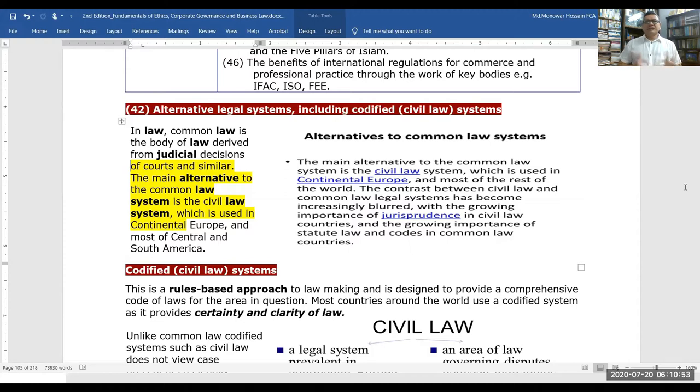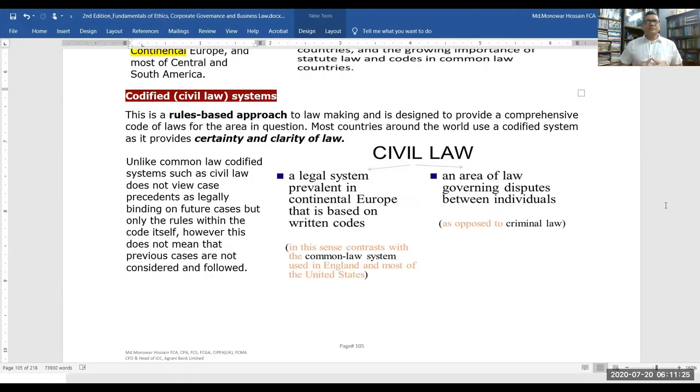The distinction between civil law and common law legal systems has become increasingly blurred, with the growing importance of jurisprudence in civil law countries and the growing importance of statute law and the courts in common law countries. The civil law system is a rule-based approach to lawmaking, designed to provide a comprehensive code of laws for the area in question.